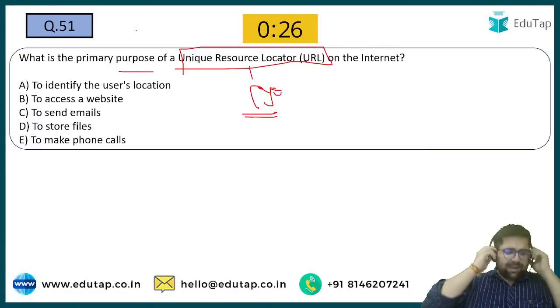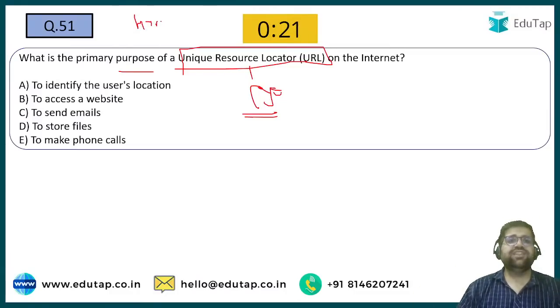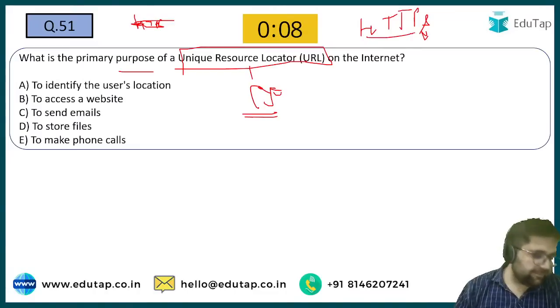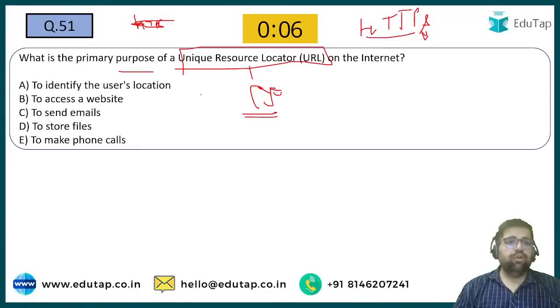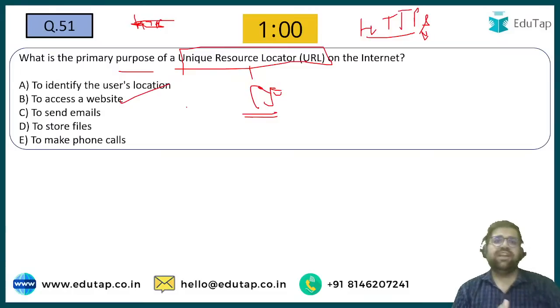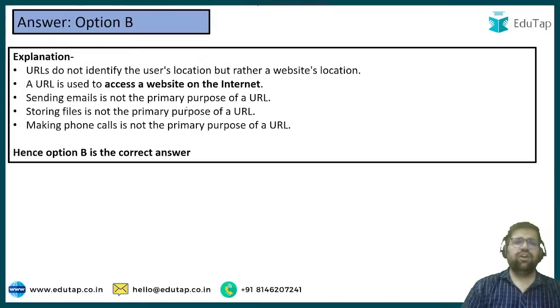Yes, Mayank is adding some extra knowledge. HTTP I have already told you. If I'm writing HTTPS, then this S is for secure. And HTTP that we have discussed, hypertext. Yes, it is your option two. Uniform Resource Locator is to access a website. For example, if the EduTap website is there, it can be accessed by you, and it can be accessed by the person who is sitting in Australia as well. Cool, very easy question, not wasting much of your time.